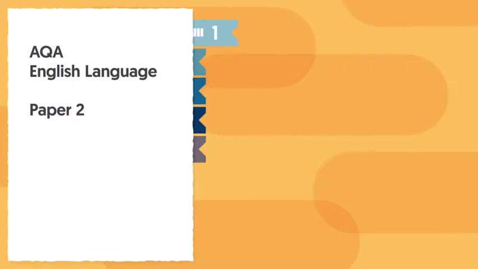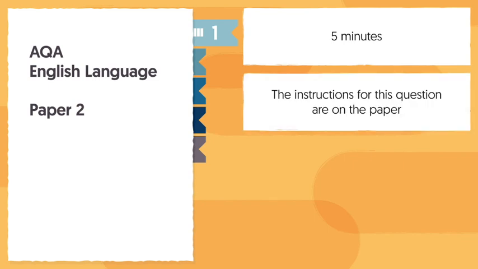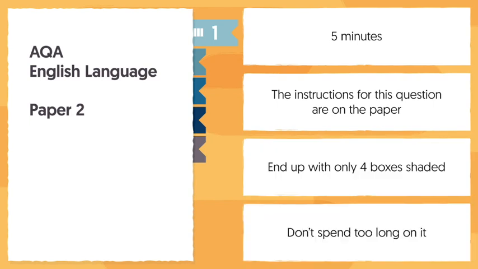And that's it. So, just to recap, spend around 5 minutes on this question and then move on. Remember that the instructions for this question are on the paper, so don't panic if you do forget what you have to do. The most important thing to remember is to end up with only 4 boxes shaded, and don't spend too long on it. Your time will be better spent on the other questions that carry more marks.